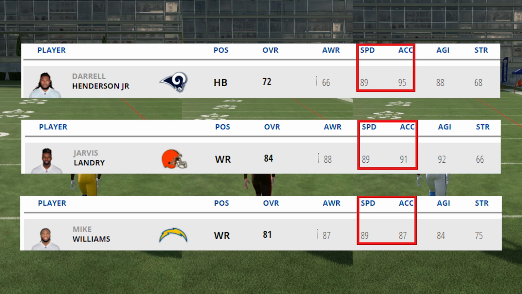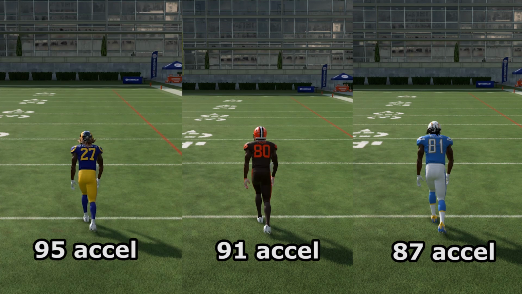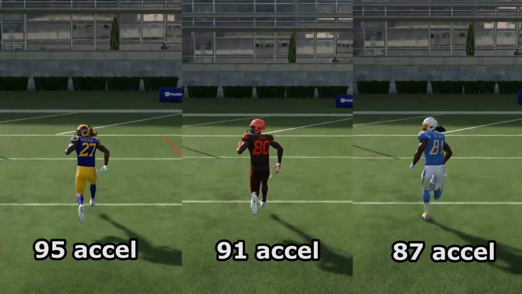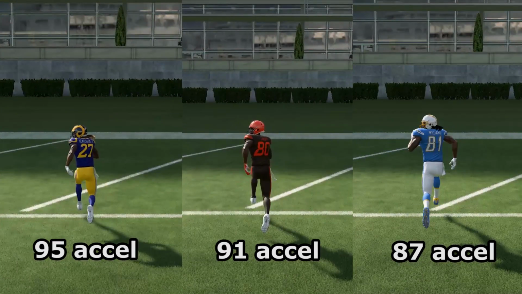The players are Darrell Henderson, who has 95 acceleration, Jarvis Landry, who has 91 acceleration, and Mike Williams, who has 87 acceleration. And all 3 of these players have 89 speed. Now our results here, in my opinion, are the most interesting part of this video.